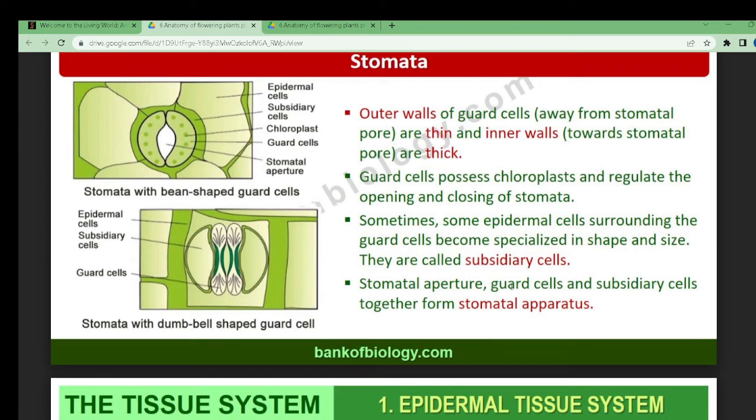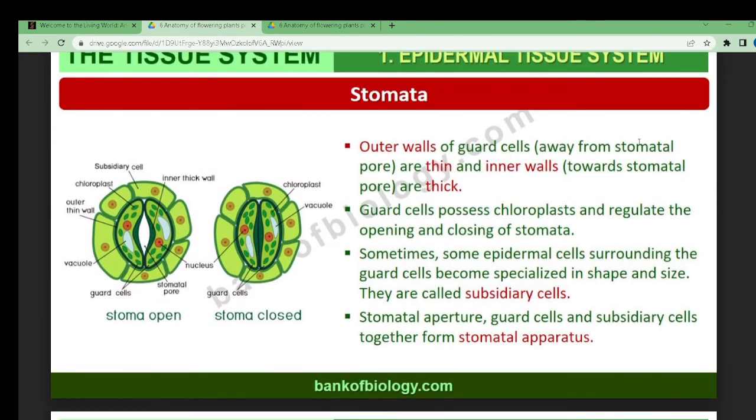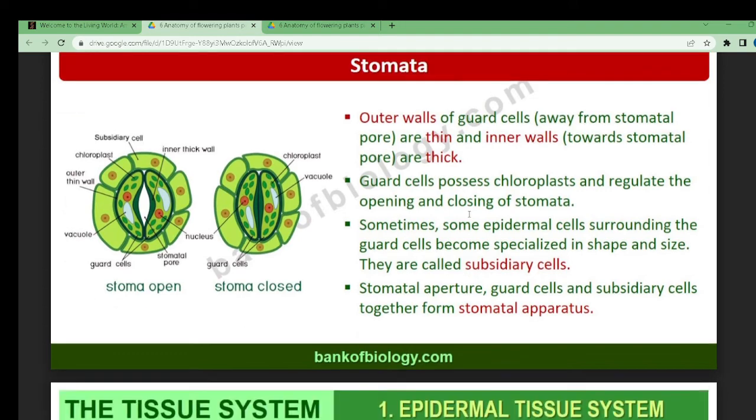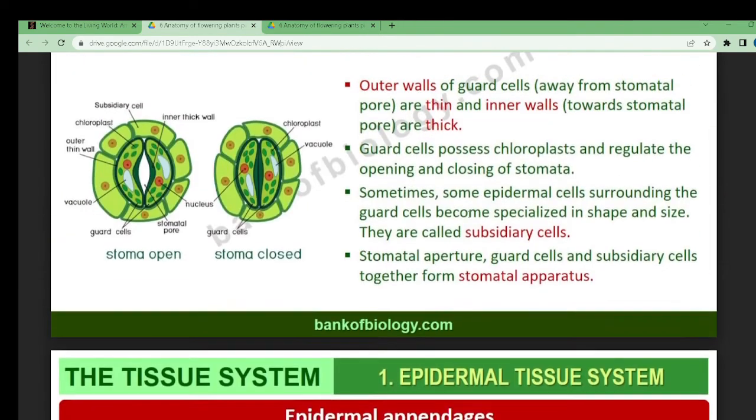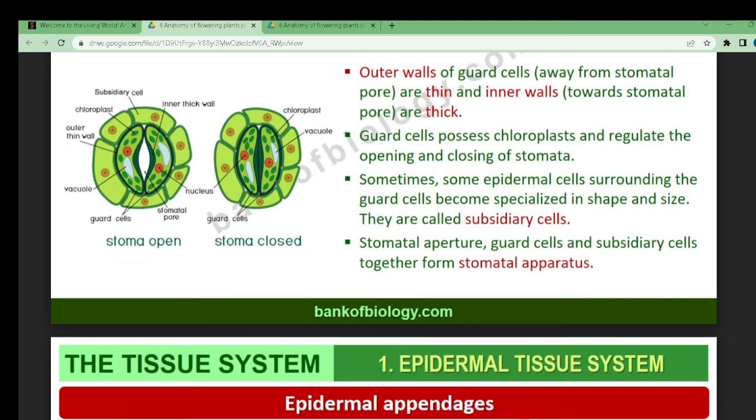Stomatal aperture, guard cells and subsidiary cells together form the stomatal apparatus. So the total stomatal apparatus contains the subsidiary cells, the guard cells and the chloroplasts, and together they form the stomatal aperture. The outer walls of guard cells are thin and the inner walls are thick, that we have already discussed. Now you can see the open and closed structure. When it's open, it is all controlled by the chloroplast only. When it's open it looks like this, when it's closed it looks like this.